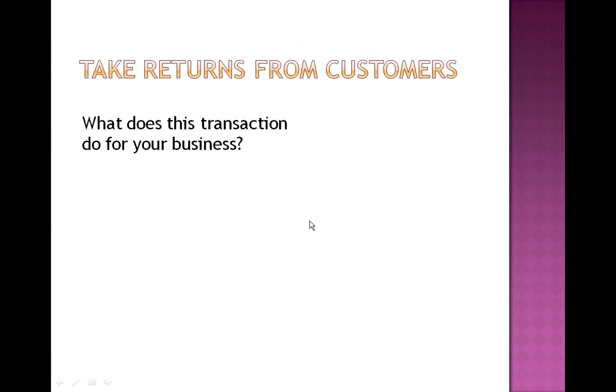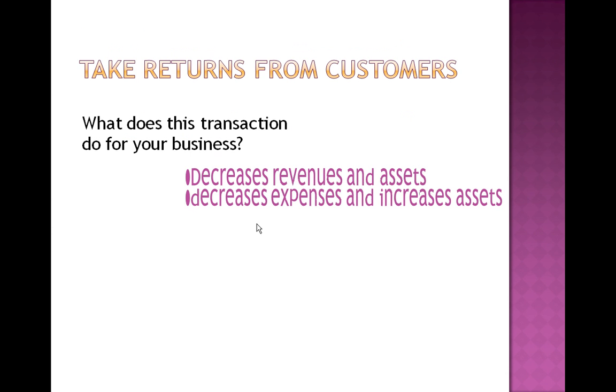Let's see, we have customer number 1 comes back and returns some items. What this is going to do is reverse both of our previous entries. Right? When we made the sale, we increased revenues and assets. Well, now that it's being returned, we're going to have to decrease revenues and assets. And when we made the sale, we increased our expenses and decreased our inventory. We have to reverse that also.